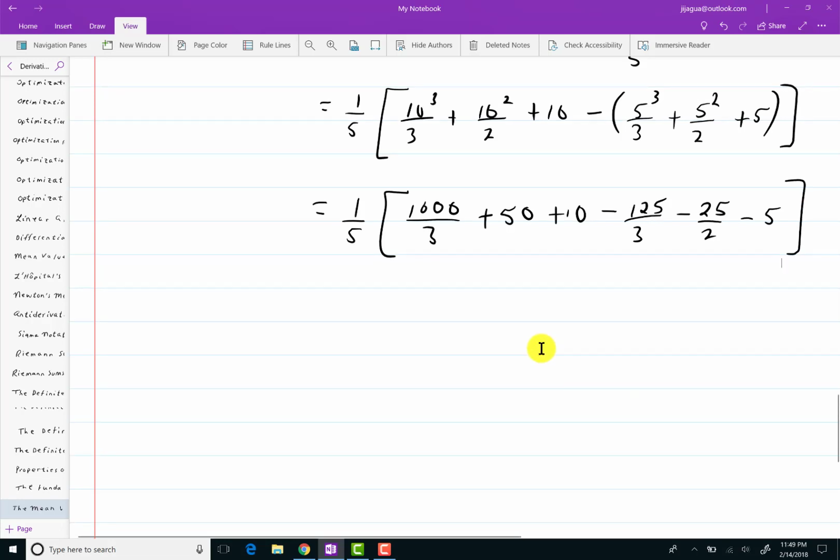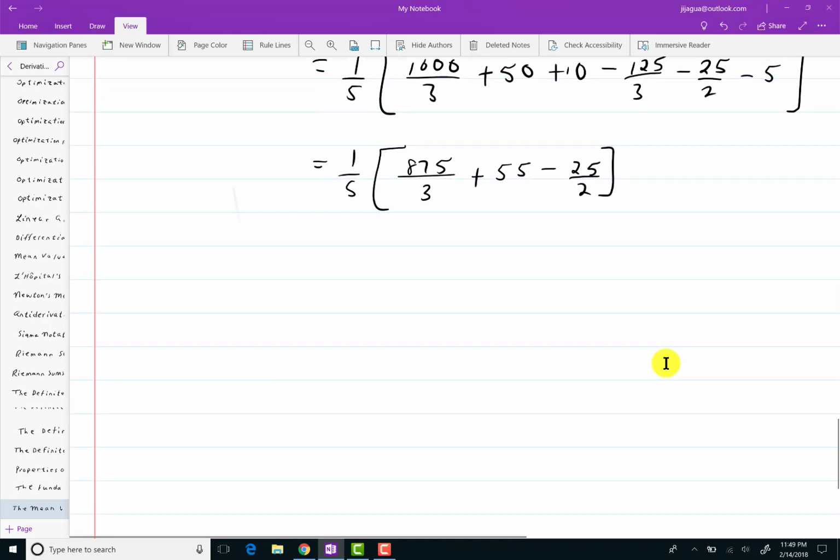Let me collect my things over 3 and stuff like that first. So I have 1 over 5, bracket. I can take 1,000 over 3 minus the 125 over 3 and end up with 875 over 3. Unfortunately, 3 does not go into 875. The whole numbers, I got 50 plus 10, that's 60. Minus 5 will be 55. And then I just have something over 2, minus 25 over 2. So I might as well go and get the common denominator of 6 and deal with it.